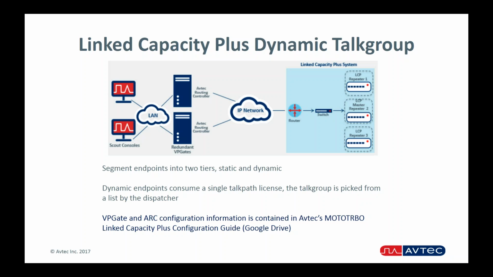And what we can do is put a single endpoint pad on your Scout user interface and give you a pick list that you can dynamically pick from. And that only consumes one talk path license from the system. So that would reduce the cost of the VP gate endpoint licensing with Link Capacity Plus.